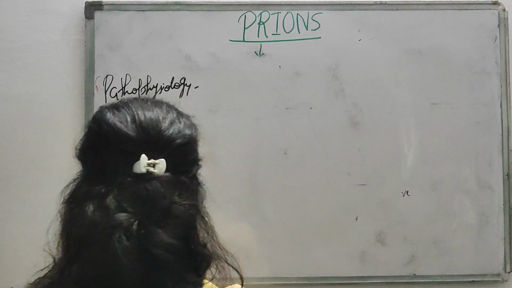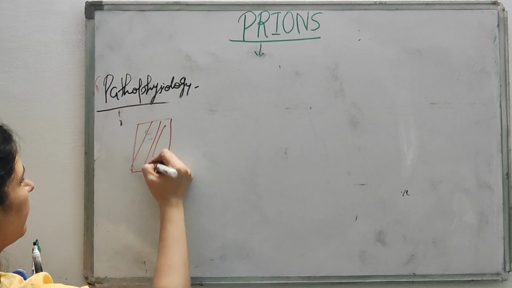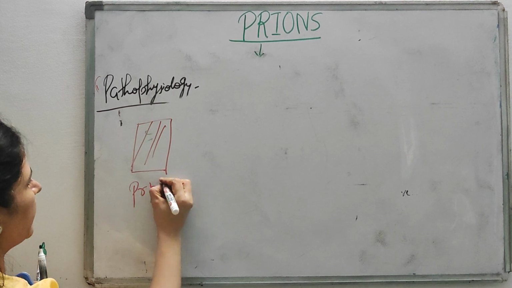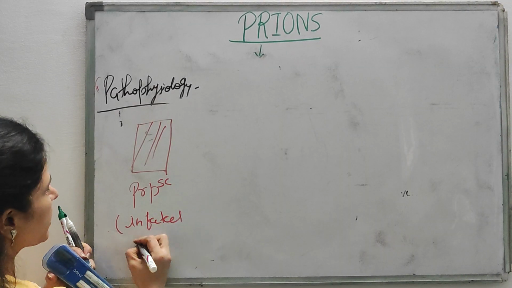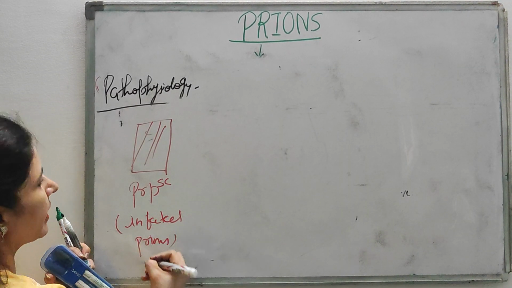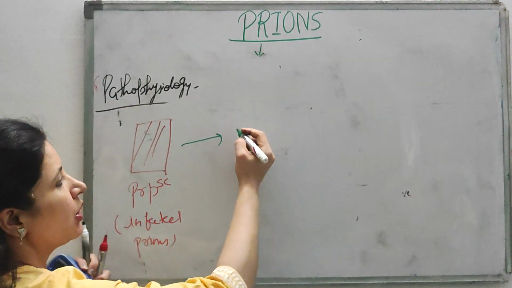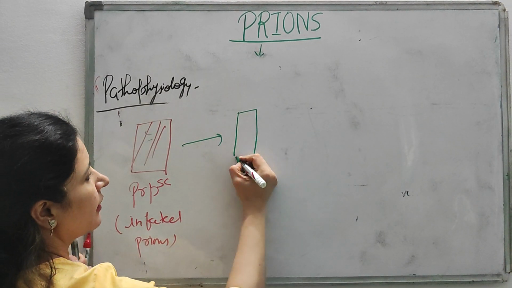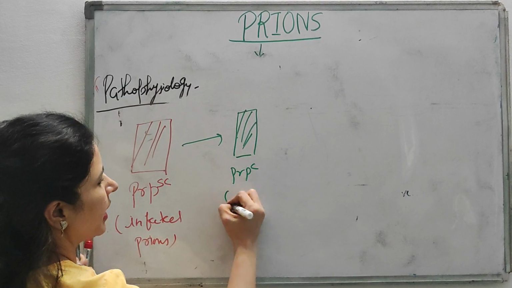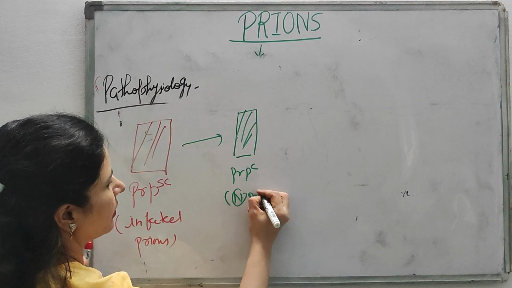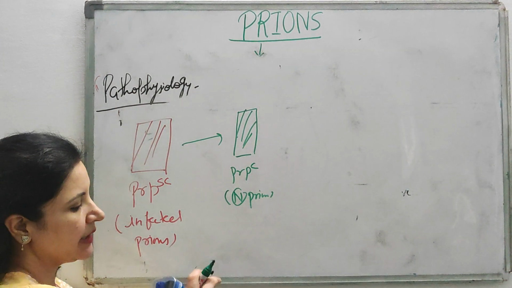Suppose this is your PrPSc, that is your infected, or you can say abnormal prions. That is having a beta pleated sheet. Now it has a very strong ability to combine with your normal protein, that is normal prion. This is your PrPC, that is your normal prions. When this abnormal or infected prion combines with your normal prions, then what will they do?